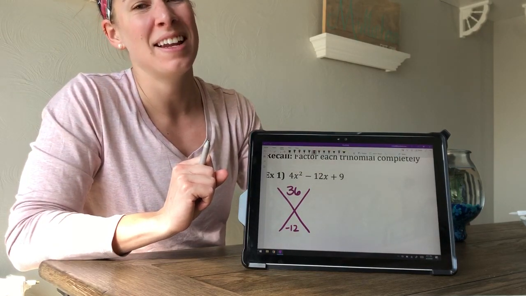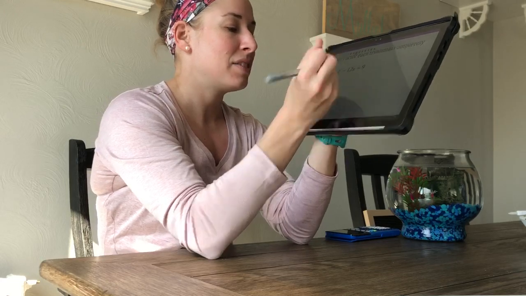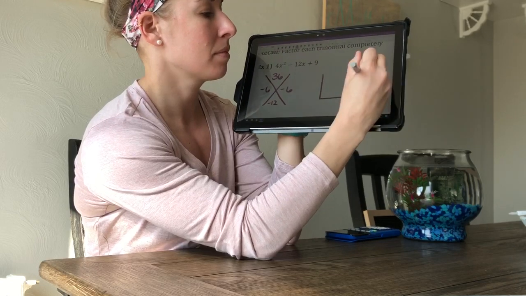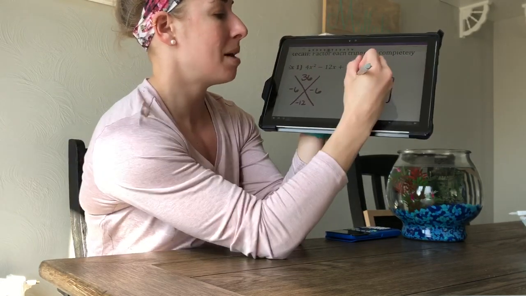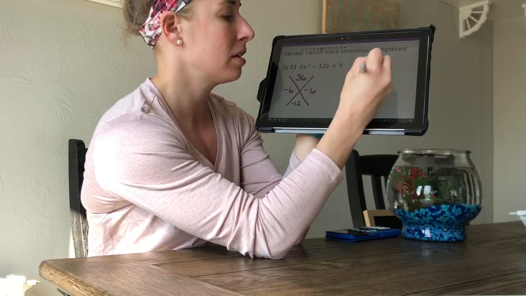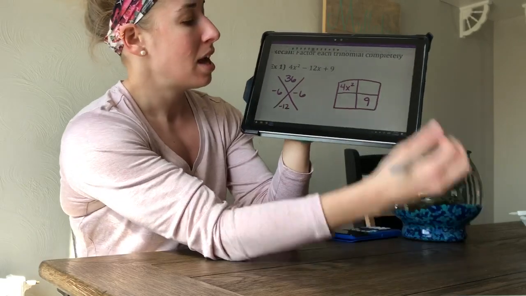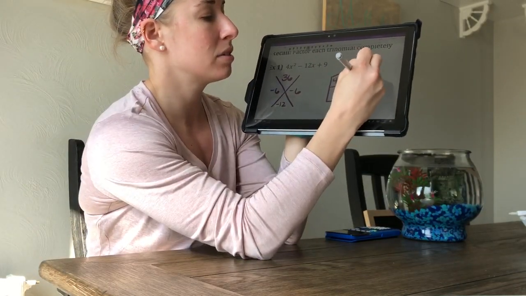Negative 6 and negative 6. So you get negative 6 and negative 6. Now you have to plug it into the box. Remember, your first term goes in the top left box, 4x squared. And your last term, 9, goes in the last lower right box. And then your two numbers that you came up with, your outer and your inner, go in the diagonals.